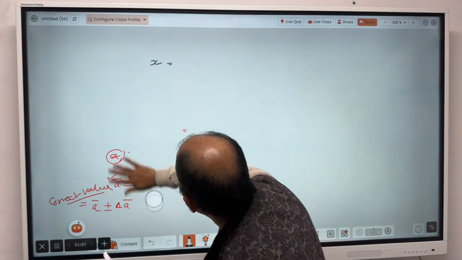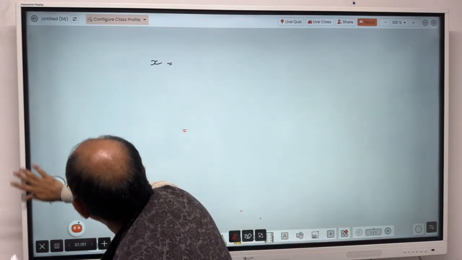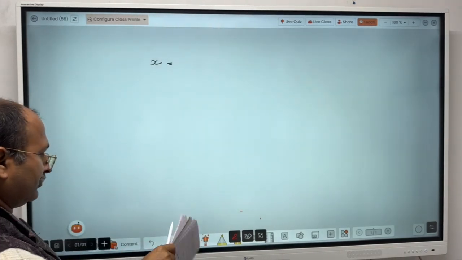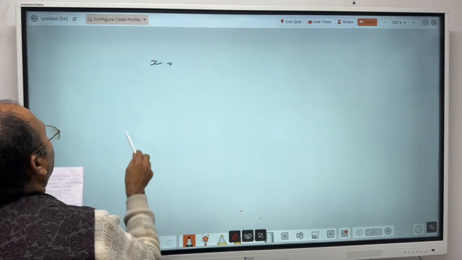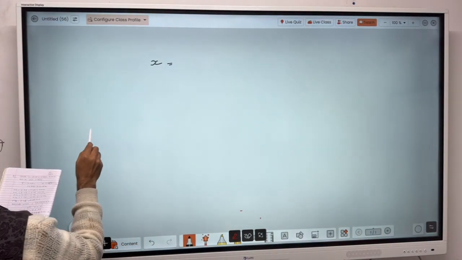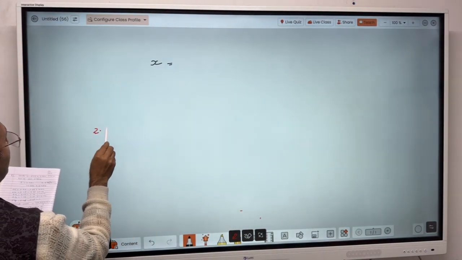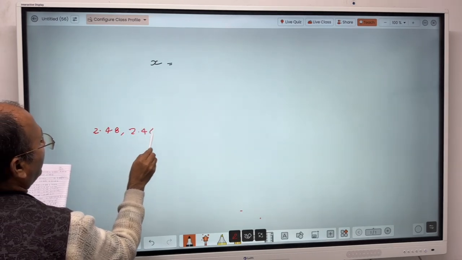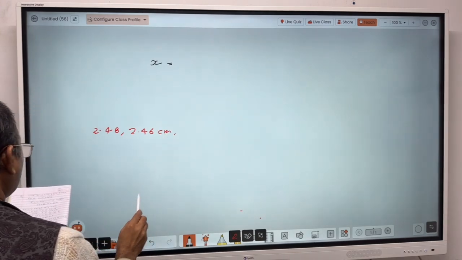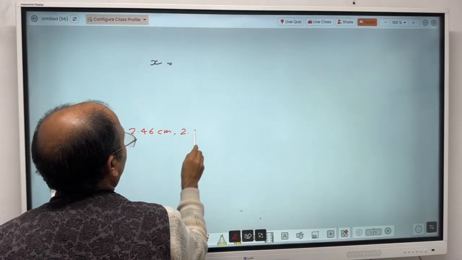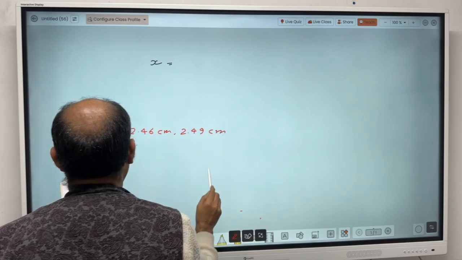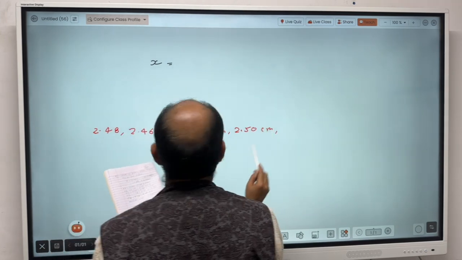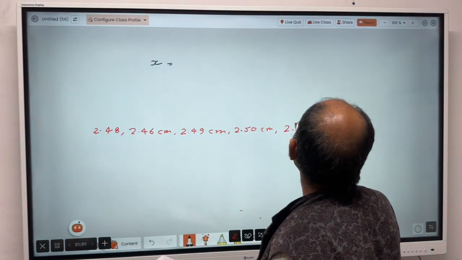Now we have certain values, so we are going to calculate. Here the values are, suppose the length measured first time is 2.48 centimeter, second time it is 2.46 centimeter, then third time 2.49 centimeter, then next time it is 2.5 centimeter, and then next time it is 2.48 centimeter.